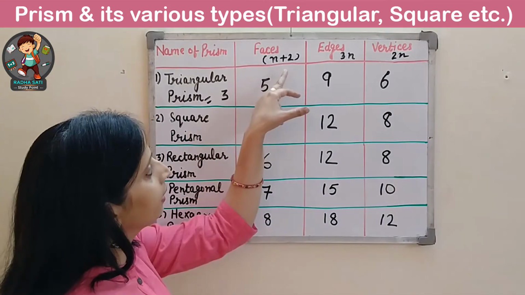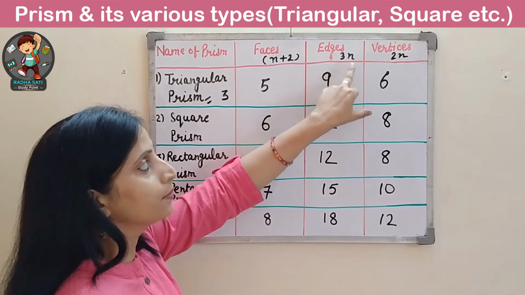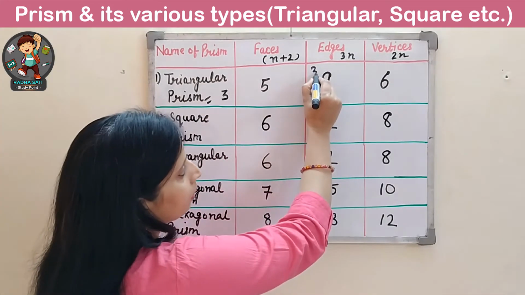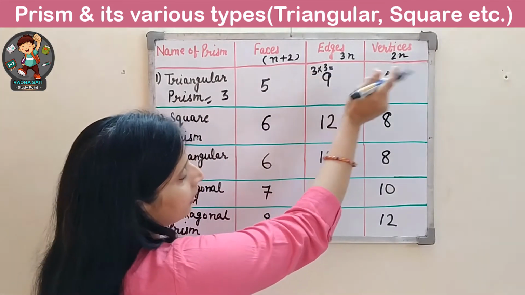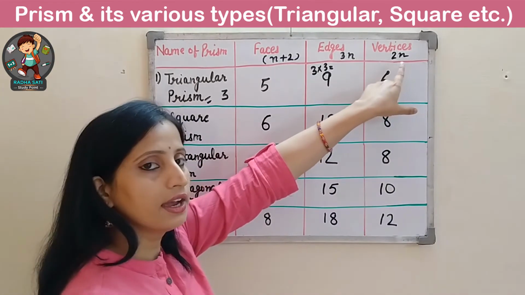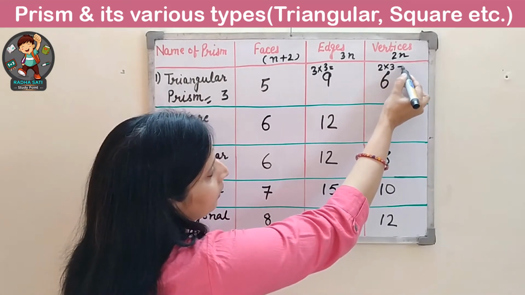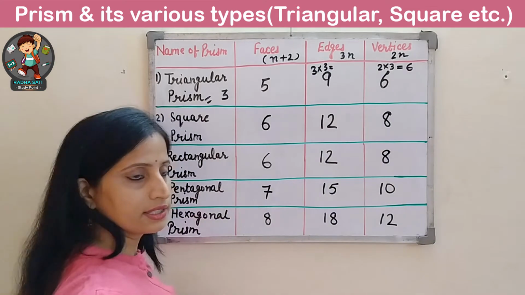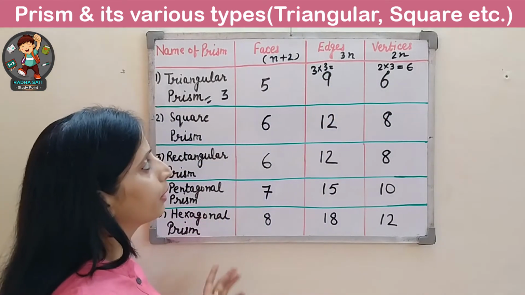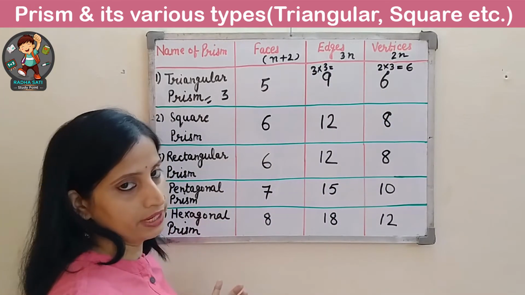So faces will be 3 plus 2, 5. Edges will be 3 times the number of sides on the base. So 3 into 3, we will get 9. And vertices will be 2 times the number of sides in the base. That means 2 multiplied by 3 is equal to 6. So by using these formulas, we can calculate the number of faces, edges and vertices easily in any prism.